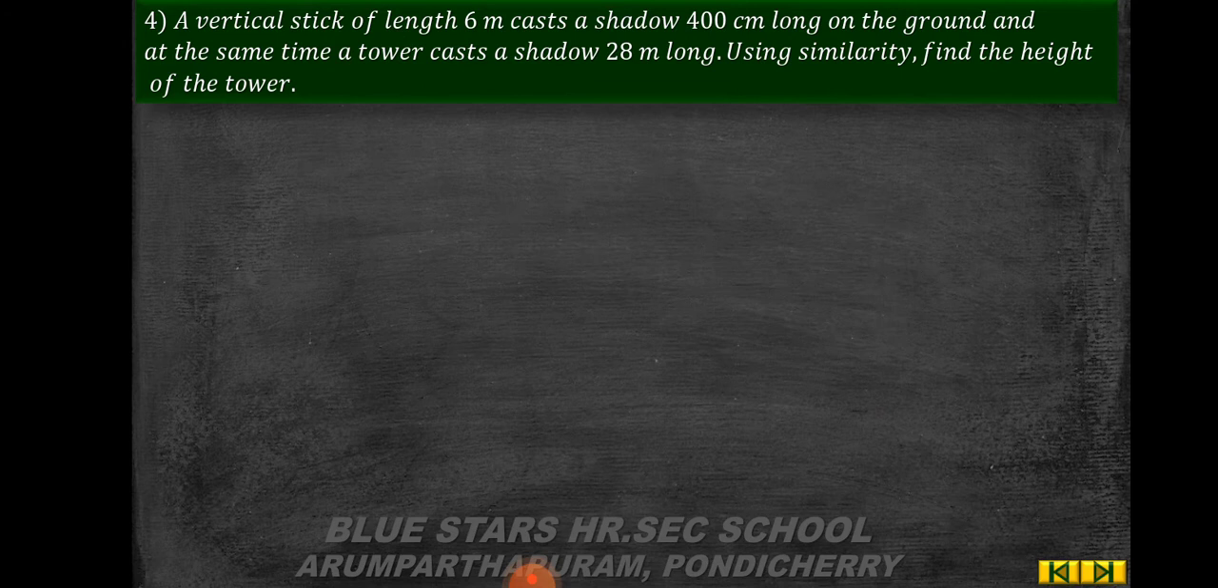Problem number 4. A vertical stick of length 6 meter casts a shadow 400 centimeter long on the ground, and at the same time a tower casts a shadow 28 meter long. Using similarity, find the height of the tower.